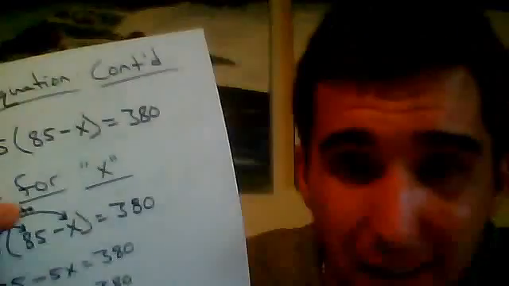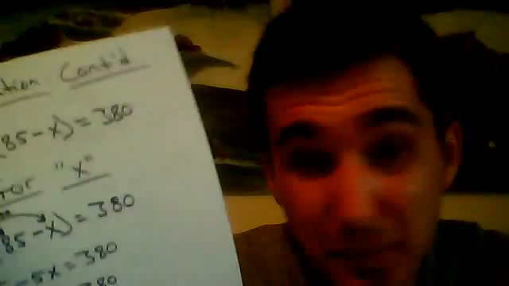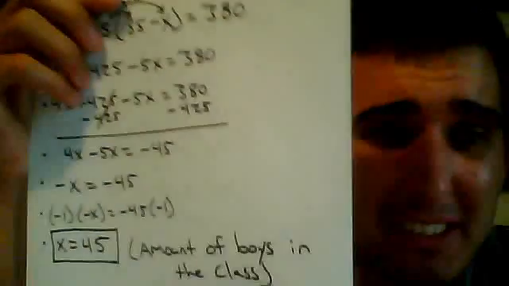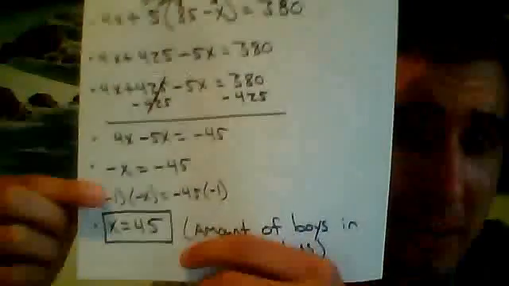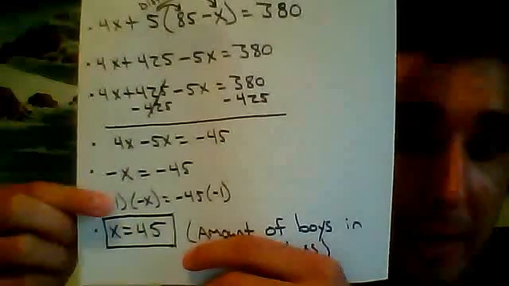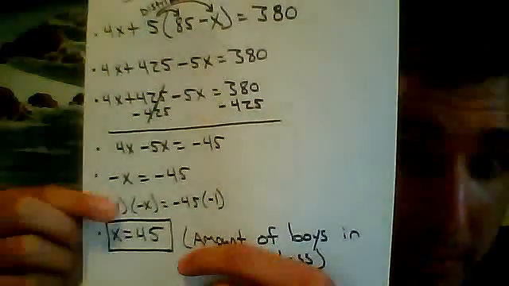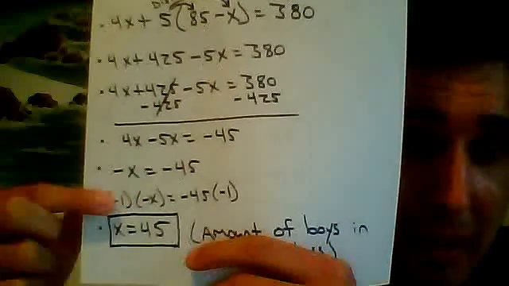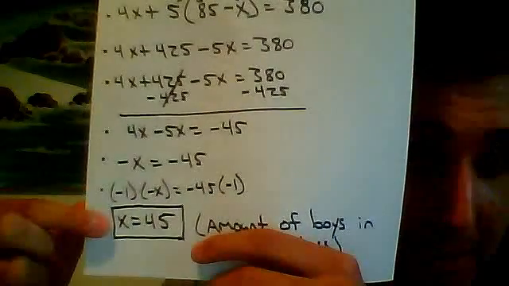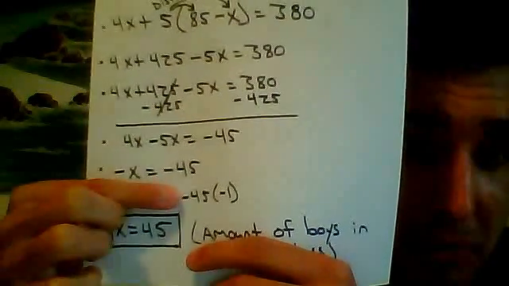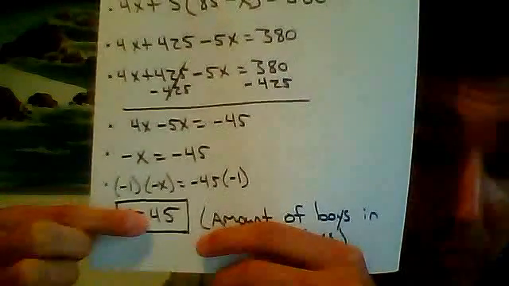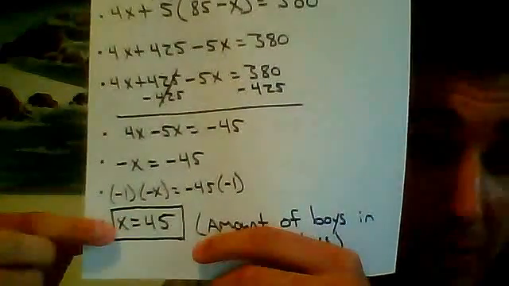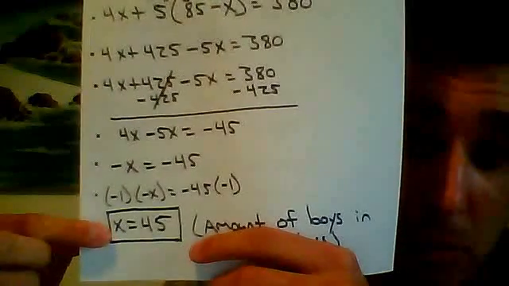Now, I do not like negative signs. I don't think you do either. Let's just go ahead and get rid of those. We can do that simply by multiplying each side by negative 1. So we'll do negative x times negative 1, which equals positive x. Then we'll do negative 45 times negative 1, which equals positive 45. So our final answer there is x equals 45.